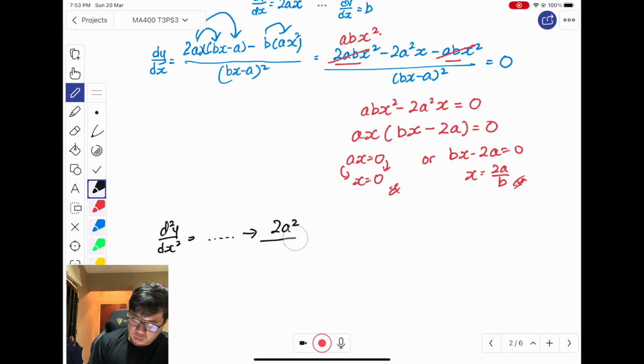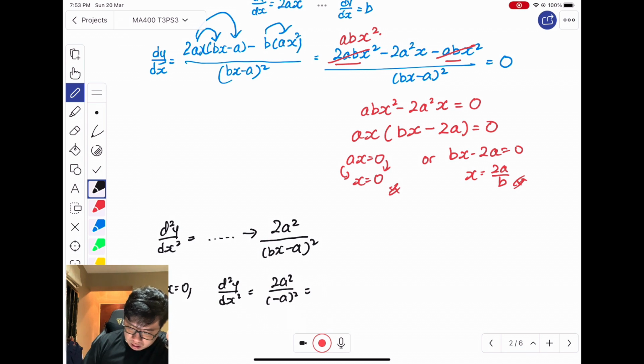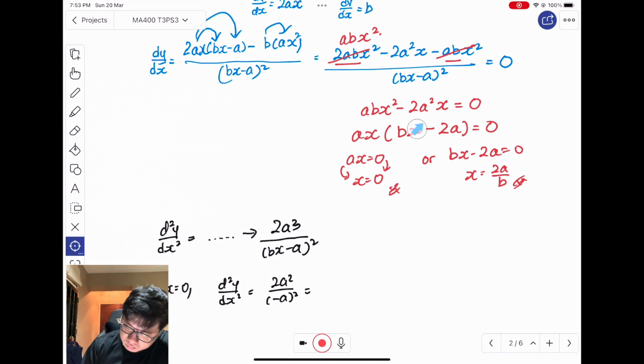So d2y/dx² is 2a²... over bx minus a squared. You will find that when you substitute x to be 0, then d2y/dx² is none other than just 2a² over 0 minus a squared, which is just, sorry, there's a negative somewhere, right? 2a³, sorry, apologies. So there's a 2a³. Alright, so it's a 2a³.